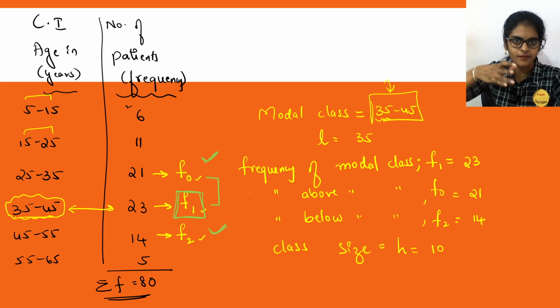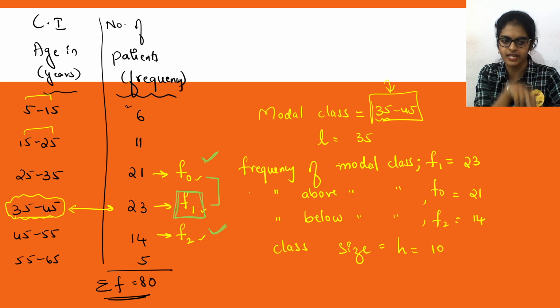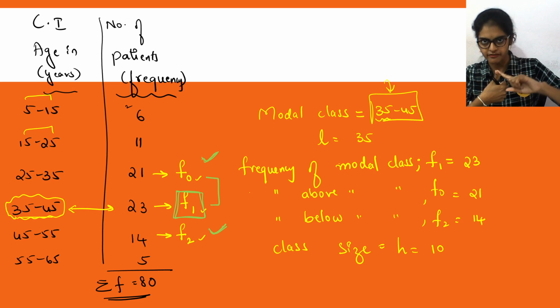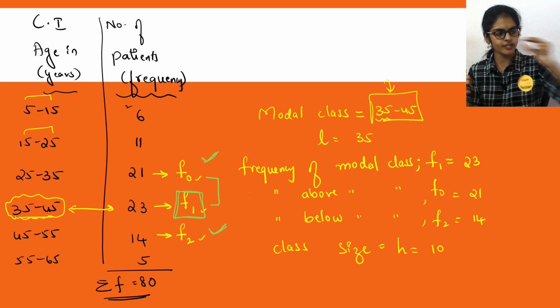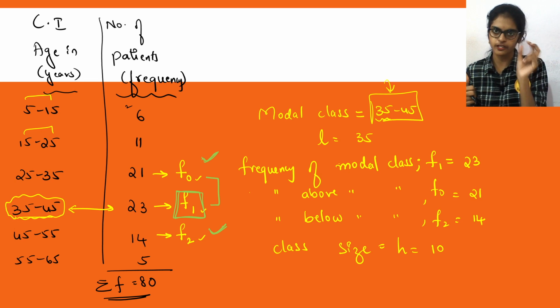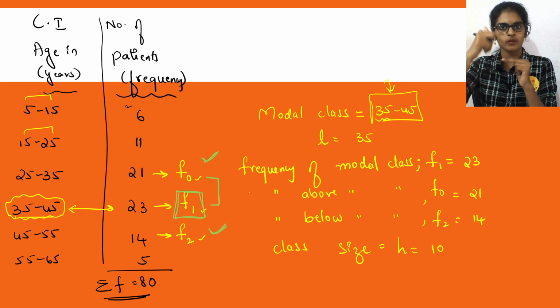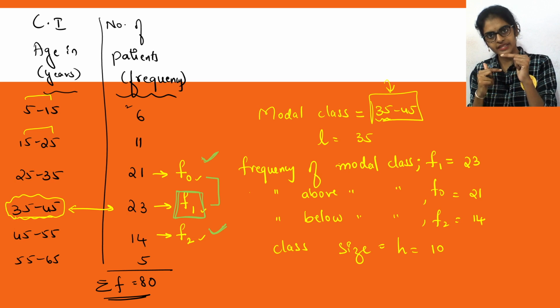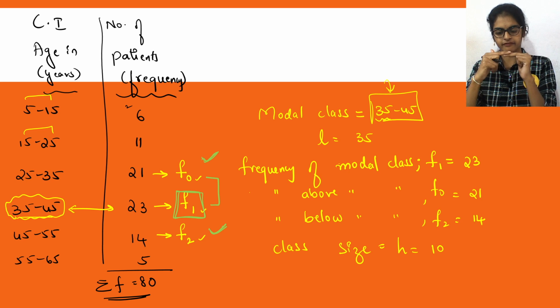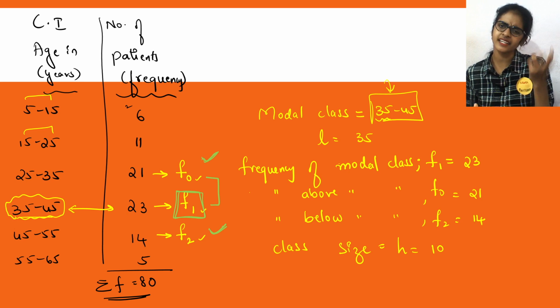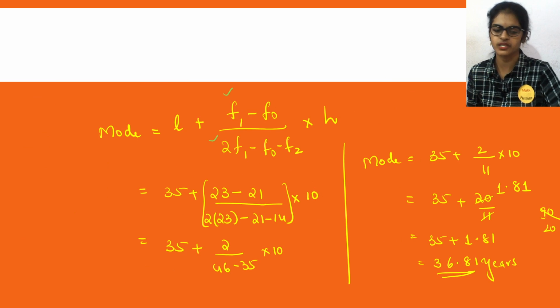No extra columns. Whatever two columns are given in the question, those two columns you'll write, and you will just choose the highest frequency, which is F1. And for the highest frequency, you'll choose the modal class. From that, you'll get your L value. Above the modal class frequency F1, you will take F0. Below, you will take F2. So F0, F1, F2. That's it. And H is the class size. And you will substitute in the formula.